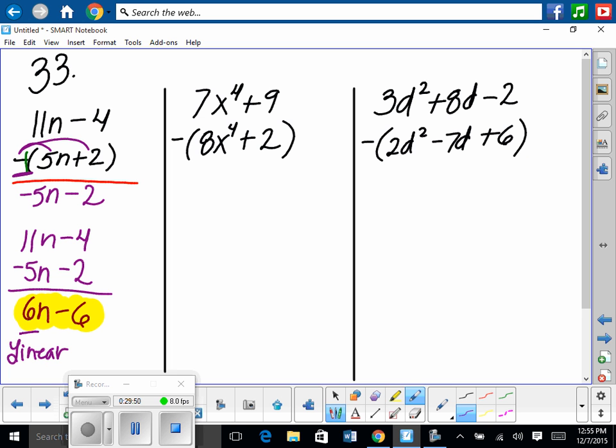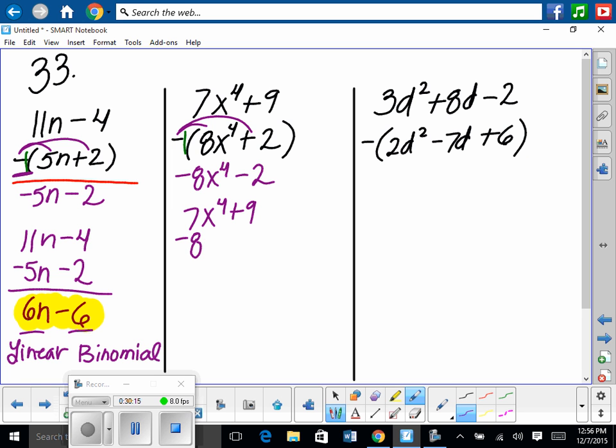So it's a linear, and there's 2 terms. So it's a binomial. And then in the next one, we have 7x to the fourth plus 9 minus all that stuff. Once again, don't forget, there's technically a negative 1 out front, and we've got to distribute that negative 1 through. So technically, we have negative 8x to the fourth and minus 2. Very careful here. So we have 7x to the fourth plus 9, and then we're subtracting 8x to the fourth, subtracting 2. Now we can add straight down.